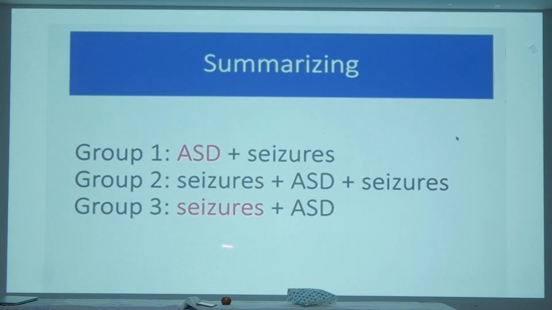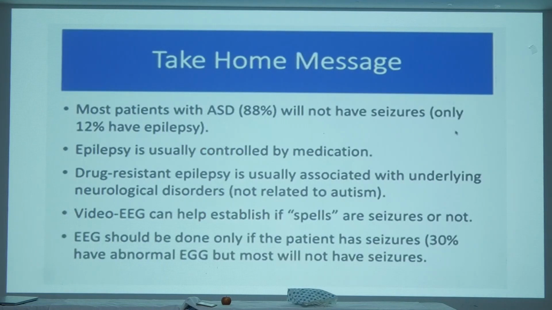And the third group is epileptic encephalopathy. Here, seizures are the main component. And because of the frequent spike and wave discharges, the brain does not work well and there is an autistic regression. So the take home message is approximately 88% of the cases of primary autism will not have seizures. The prevalence of epilepsy in primary autism is only 12%. In that subgroup, and we are talking about the first subgroup, epilepsy is usually well controlled with the medications. If the autism spectrum disorder is associated with underlying neurological conditions, then probably it will be drug-resistant epilepsy.